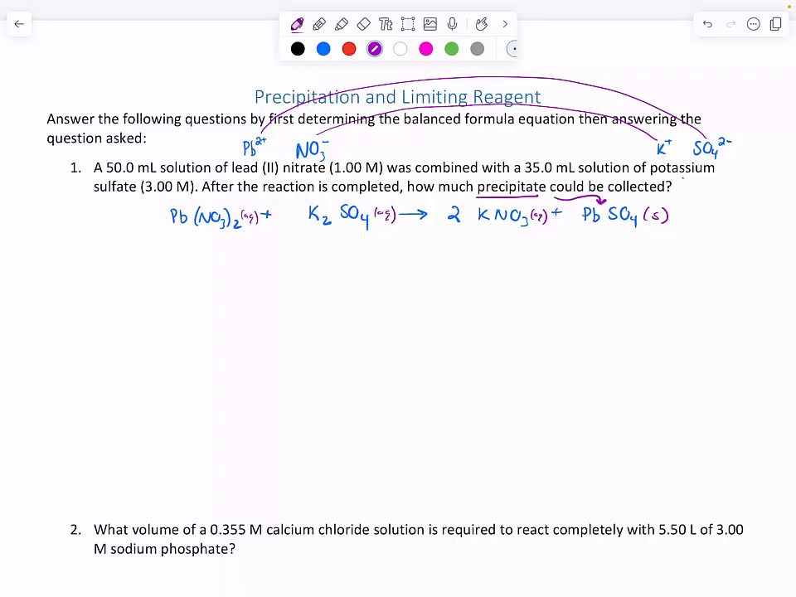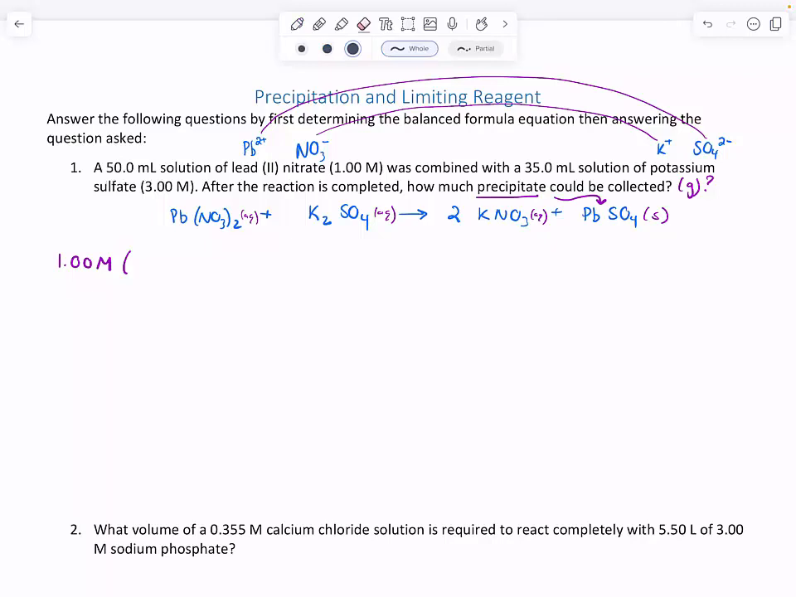And when it says how much, you don't measure out moles on a balance, so just think that's asking you about grams. Okay, so what do we need? What do we have? Remember, if you're ever stuck, the first thing you should do is turn everything into moles. So let's do that first. I have 50 milliliters of lead 2 nitrate, 1 molar. So I've got 1.00 molar times my volume.